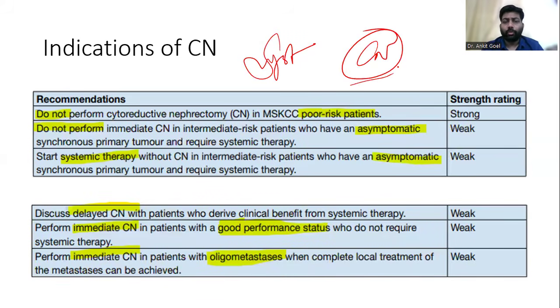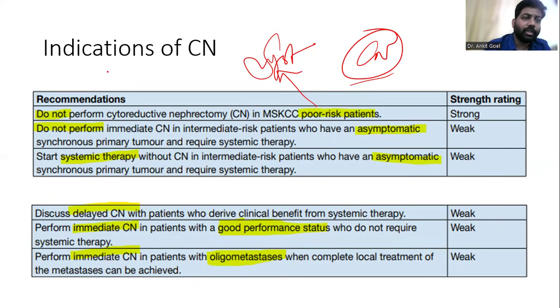Now, try to understand, whenever there is a poor risk patient, we usually never offer the patient upfront cytoreductive nephrectomy. We straightforward offer the patient systemic therapy. Okay, systemic therapy, we are not talking about chemo, we are talking about the immunotherapies. We'll talk about it. Now, for the timing, the poor risk patients, we are offering systemic therapy.